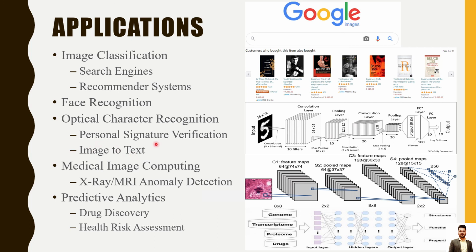And even personal signature verification is usable in the banking system. Let's say that you want to make your own system which can read the signature that has been made on a check or a draft, and you want to verify with the system whether the signature is authentic or not. And in medical image computing, X-ray and MRI anomaly detection is generally done.